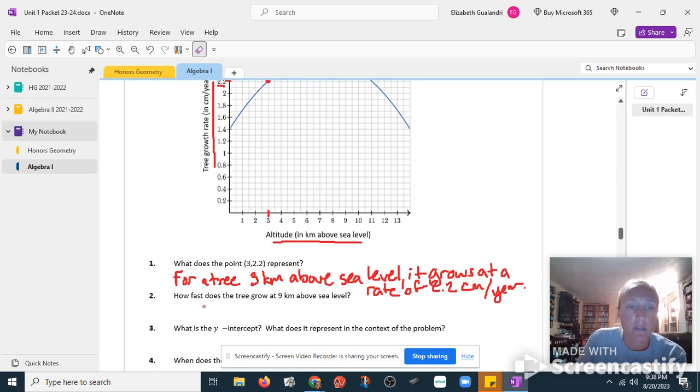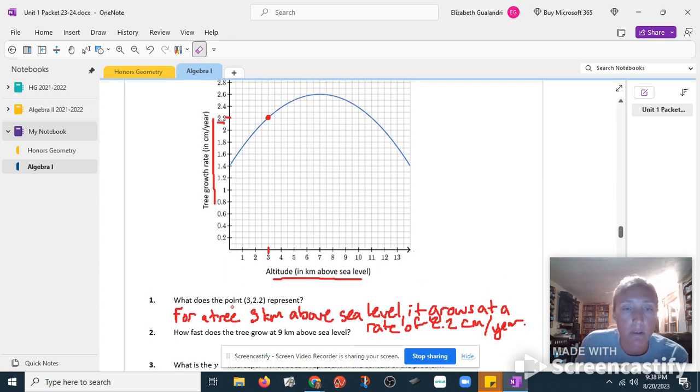Okay. Next question is, how fast does the tree grow at 9 kilometers above sea level? So we're looking for specifically one value here, and it's asking how fast does the tree grow. So we want to look at 9 kilometers above sea level. So our 9 kilometers above sea level is down here on the x-axis. So I'm going to find 9 kilometers above sea level. I am going to trace that up here on the graph until I find the line on the graph there. And I'm going to get to this point right here.